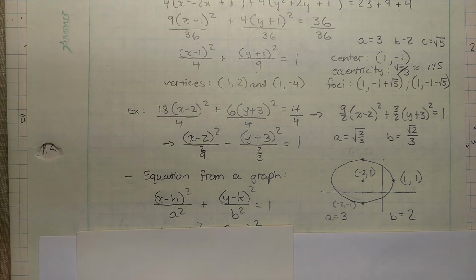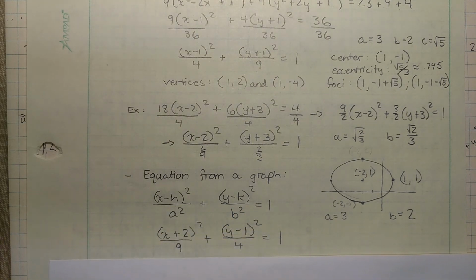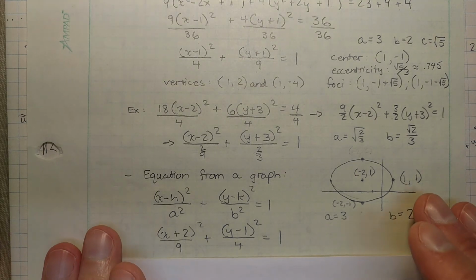So now I know to grab my horizontal equation, and now I can just fill in. So filling in, there's my a squared, there's my b squared. And I've filled it in, and I've got my equation.